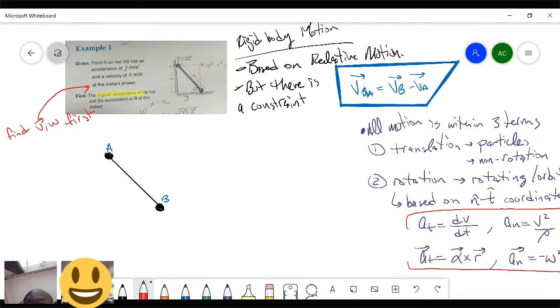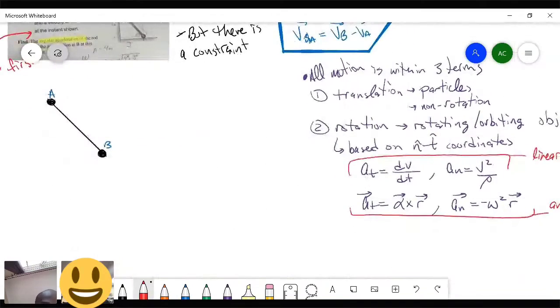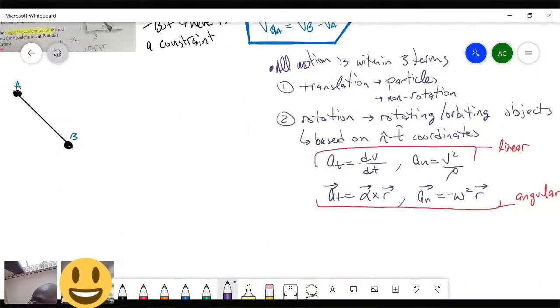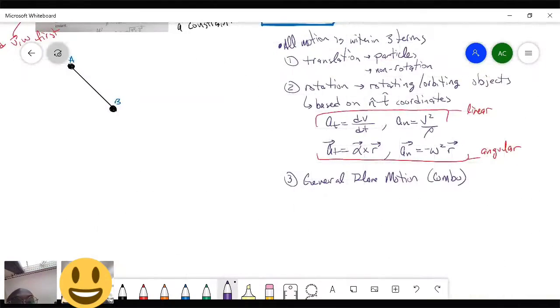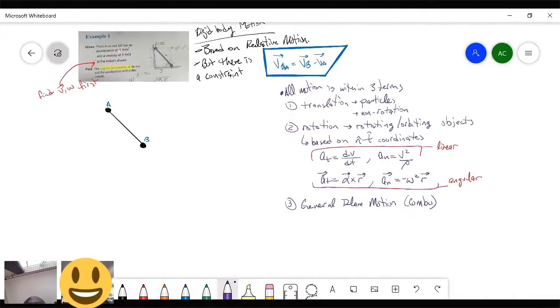All right. So all motion is based on translation and rotation. And then we're going to do the third one. The last part, which is what we're doing now, is general plane motion. General plane motion is a combo. Don't think X, Y, and Z. You can, but I want you to think more translation plus rotation. They're happening at the same time.